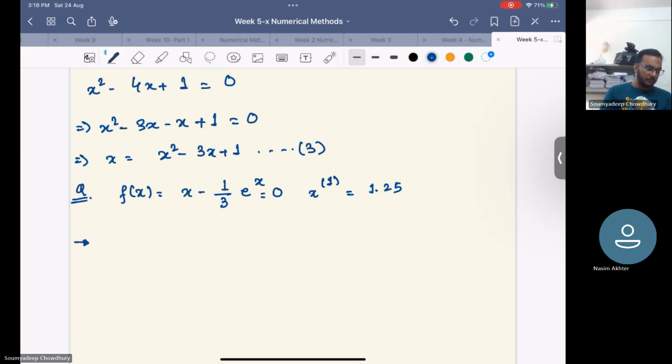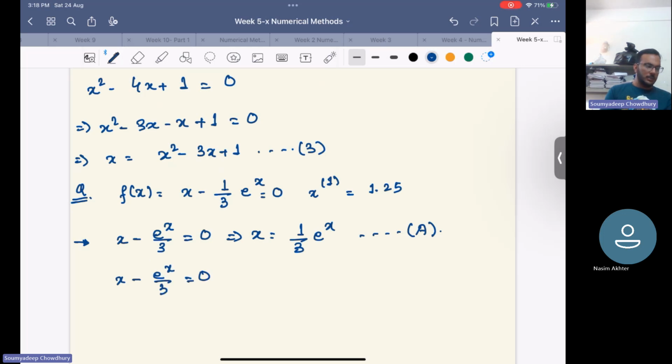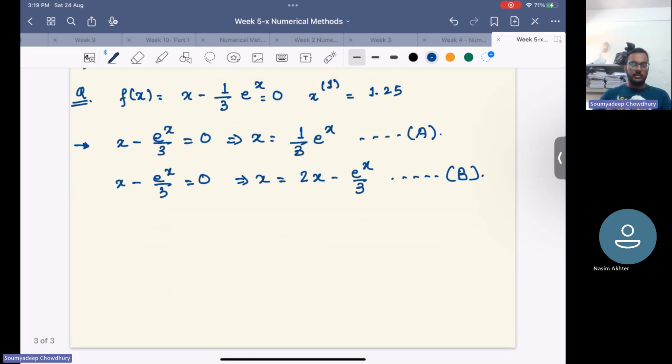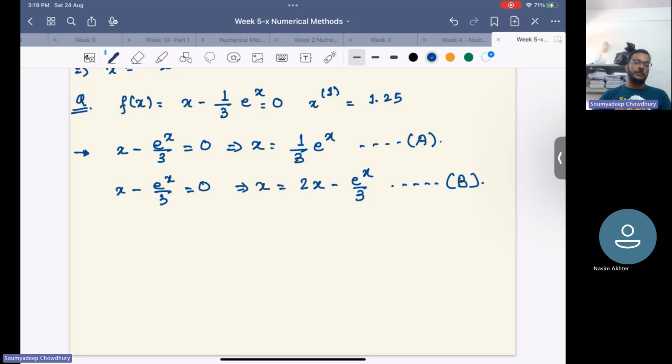So here we can write x minus e to the power x by 3 equals to 0. From this we can find out x equal to 1/3 e to the power x. This is one way, right? I'm naming this as A. One more way we can do it is x minus e to the power x by 3 equal to 0, so we can write it as x equal to 2x minus e to the power x by 3. There can be many other possibilities, but here I'm just listing out two possibilities. So we will try to solve using both these recasting forms and we will see whether the root is converging or diverging. Then we'll try to find a conclusion from that.